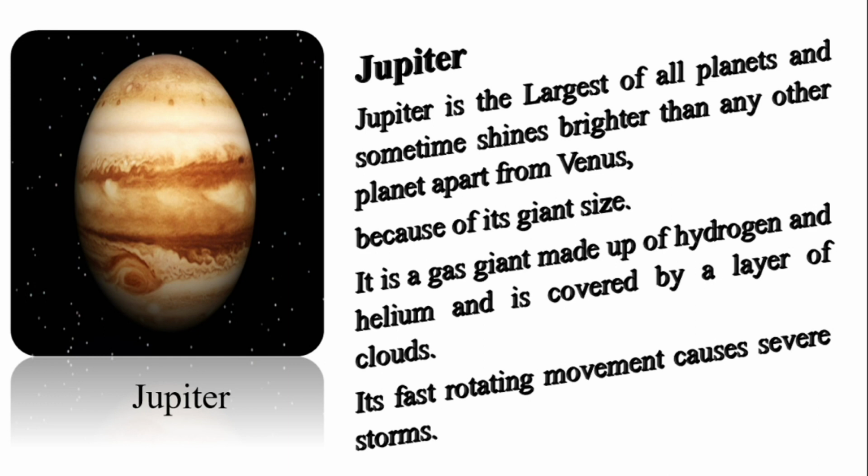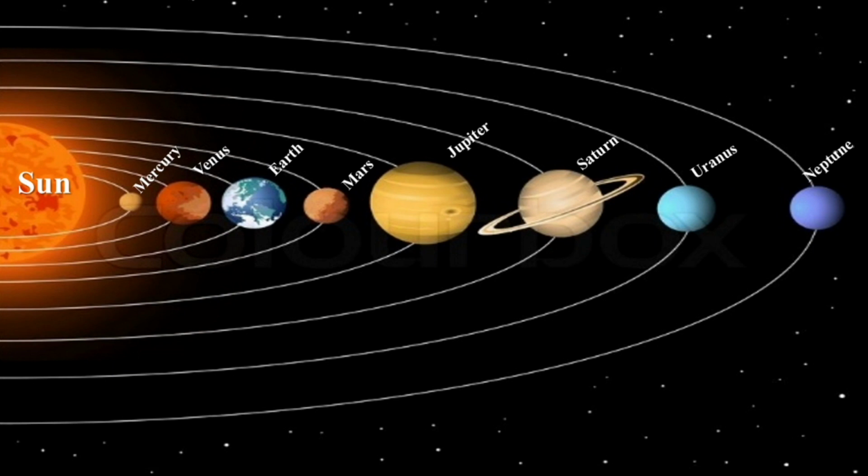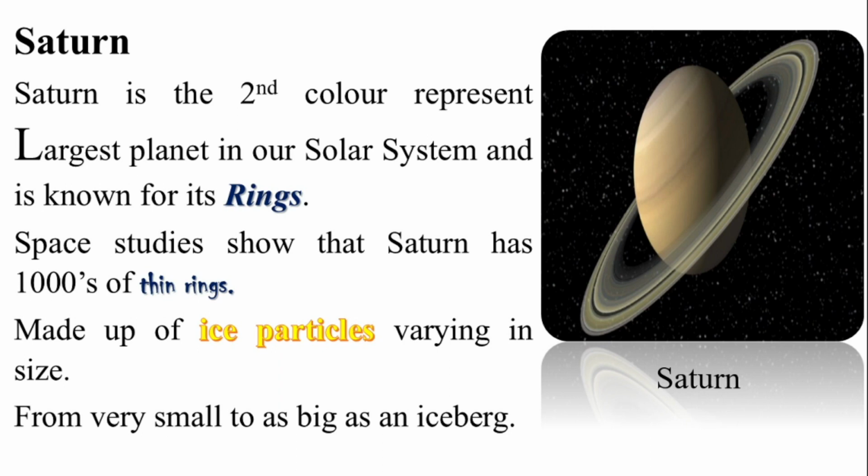So that is regarding Jupiter. Next we are moving to the sixth planet, that is Saturn. What do you mean by Saturn? Saturn is the second largest planet in our solar system, and it is known for its rings.